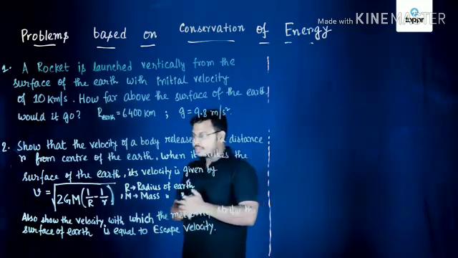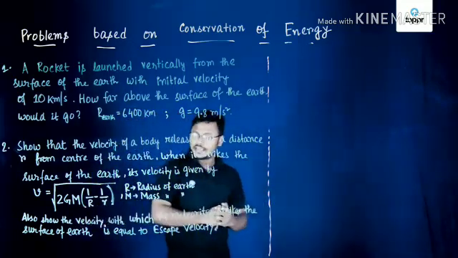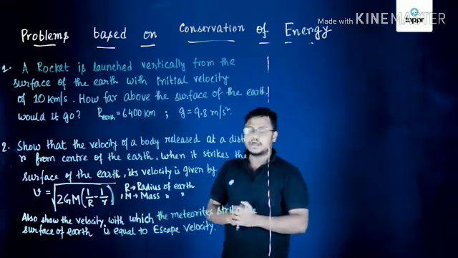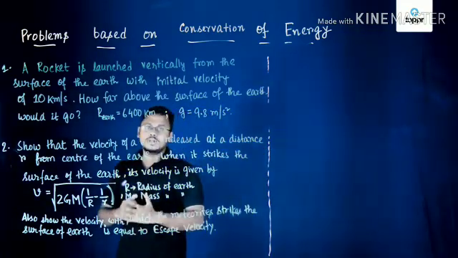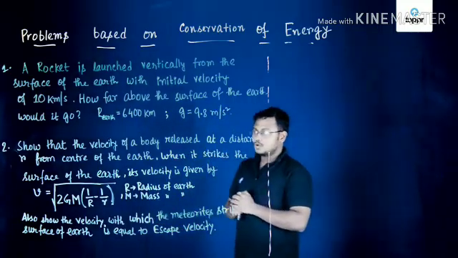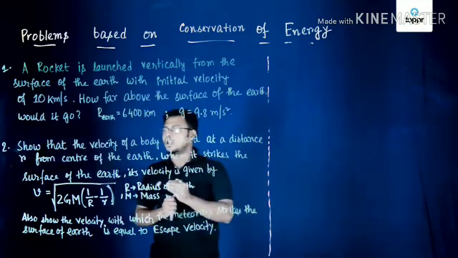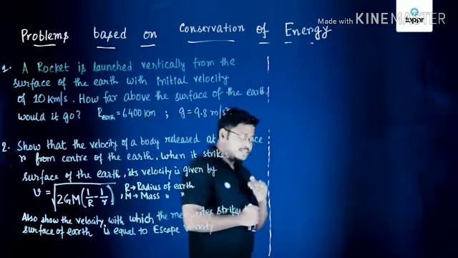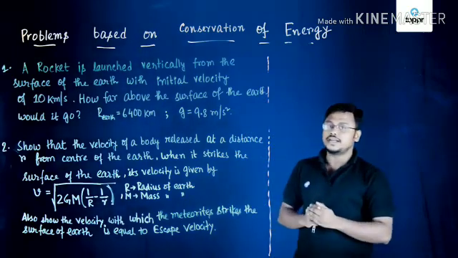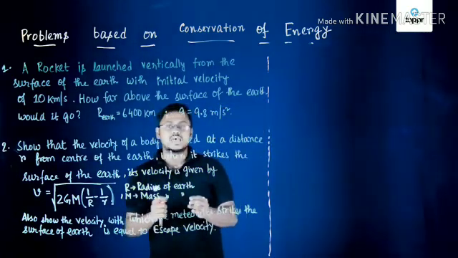Also it asks to show that the velocity with which the meteorite strikes the surface of the earth is equal to escape velocity. So this problem can also be handled with the conservation of energy principle. It says that the body was released at a distance small r from the center of the earth. So when the body was situated at the distance small r from the center of the earth, it was at rest.